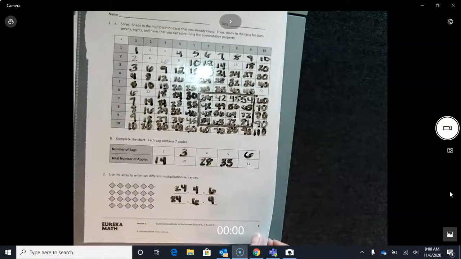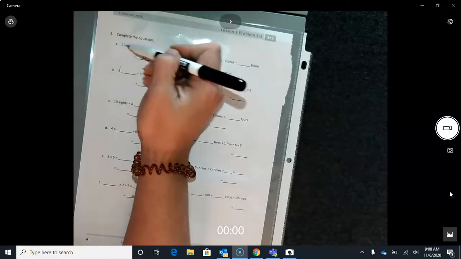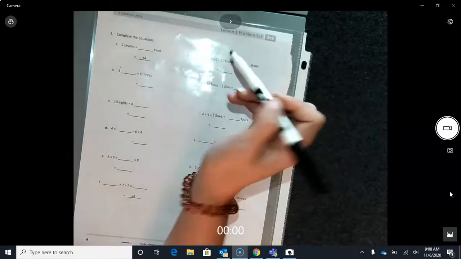Nice job. Okay, now you're going to flip to page 6. I'm going to do a couple of these with you and then let you do the others. Let's start with 3A. 3A says 2 7s equals how many 2s? 2 7s equals how many 2s?